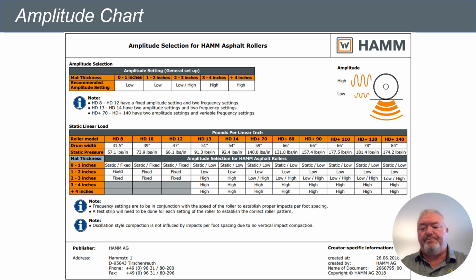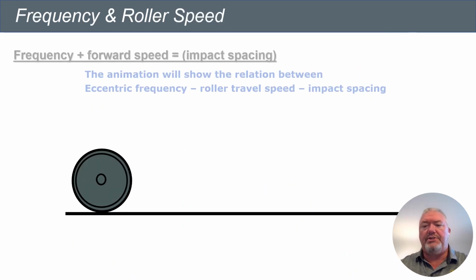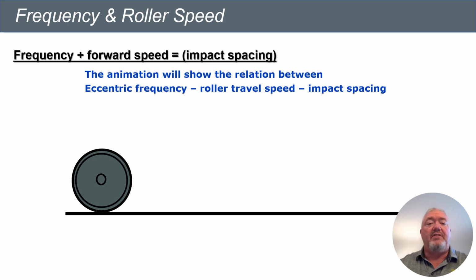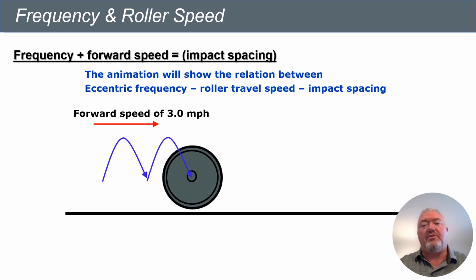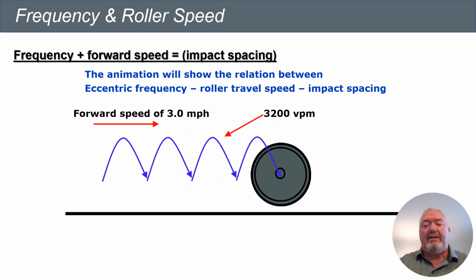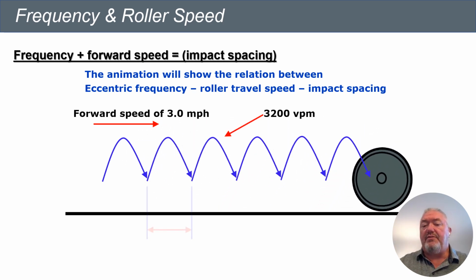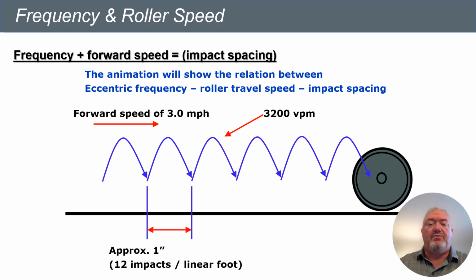Now next, what we're going to go into is our roller speed and our frequency. I mentioned that before, roller speed and frequency tie into a thing called impact spacing. In this example here, we have a roller that's traveling 3 miles per hour, and it's running at a frequency of 3,200 VPM. That's vibrations per minute.